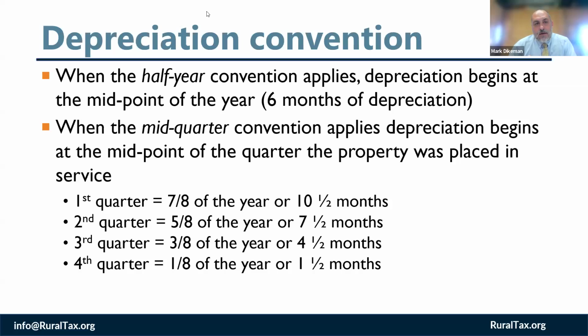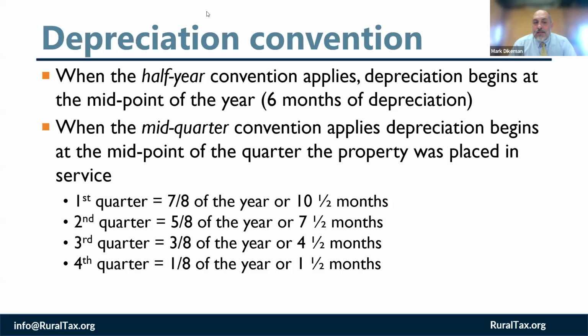Like the name implies, the half-year convention means that I'm getting basically 6 months of depreciation in the year that the item is placed in service. Mid-quarter gets a little more complicated. If the mid-quarter convention applies, then I start depreciation on property at the midpoint of the quarter where it was placed in service. So if something was placed in service in the first quarter, the first 3 months of my year, then I'm going to take 7/8 of a year of depreciation on that item. That equates to 10.5 months.